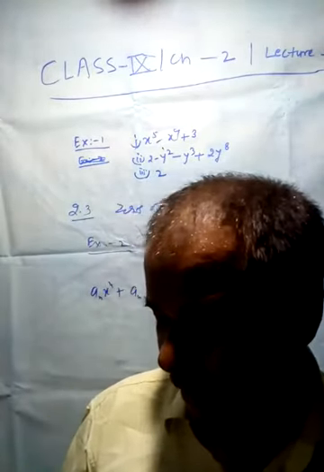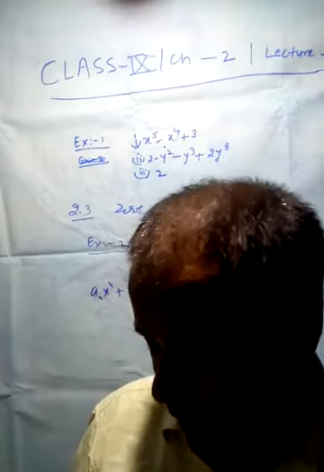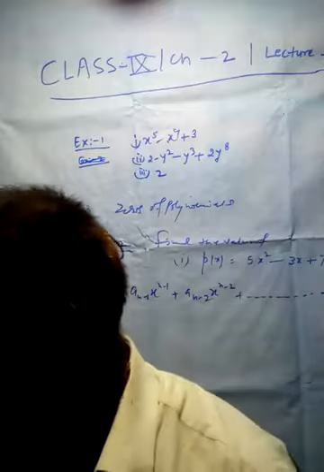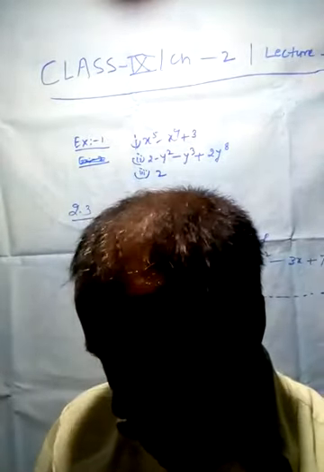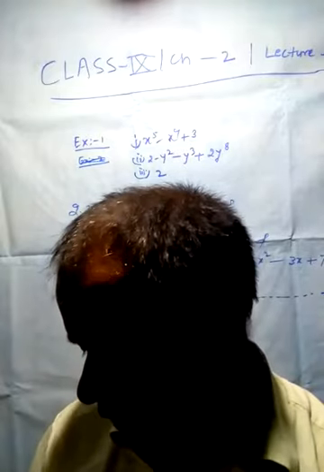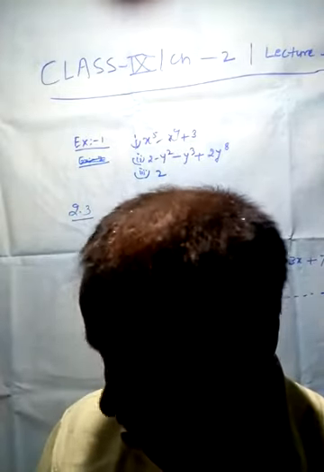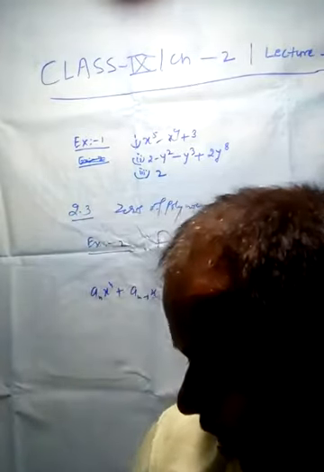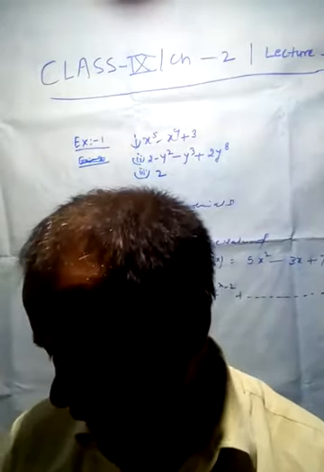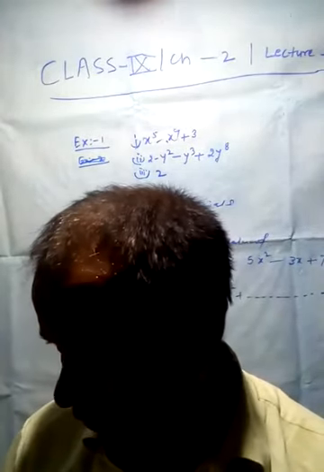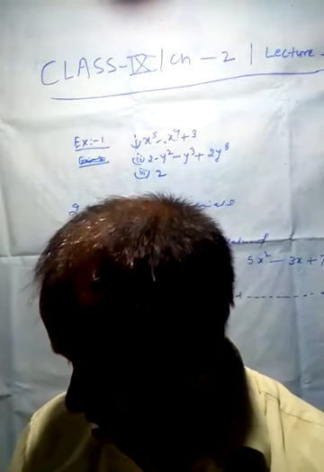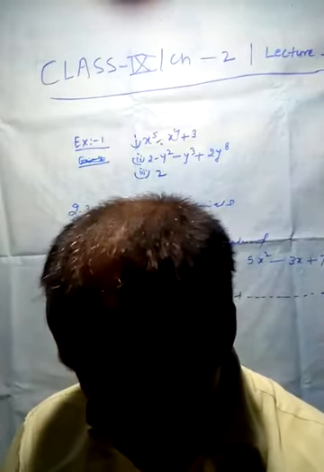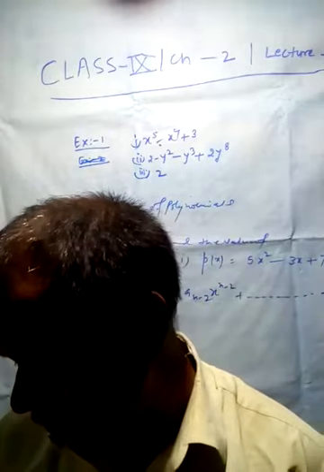In particular, if a_0 = a_1 = a_2 = a_3 = dot dot dot = a_n = 0, all the constants are 0, we get the zero polynomial, which is denoted by 0. What is the degree of the zero polynomial? The degree of the zero polynomial is not defined.